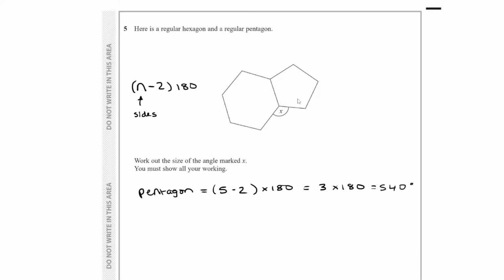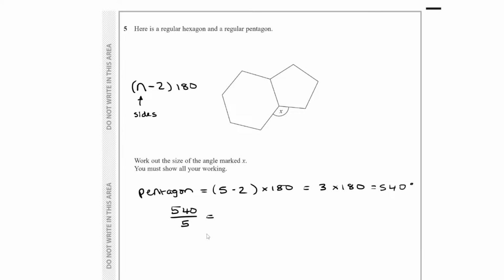Now, because it's regular though, I can therefore work out what each of these angles are, because they're all the same. It's equally distributed, isn't it? So each angle would obviously be 540 divided by the number of sides, which is 5, or the number of angles. Again, however you want to divide this, you can do bus stop.